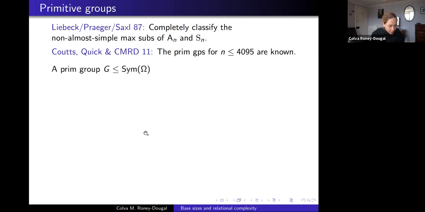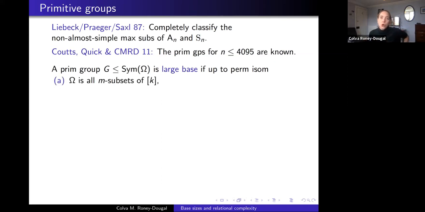Right, I'll say that a primitive group G, and the reason for this name will become apparent in a bit, is going to be called large base if, up to permutation isomorphism, so don't worry too much about what that is, it's a strong notion of equality, one of two things happens. So either the set Omega is all of the m-subsets of {1, ..., k}, and G is A_k or S_k acting on these m-subsets.